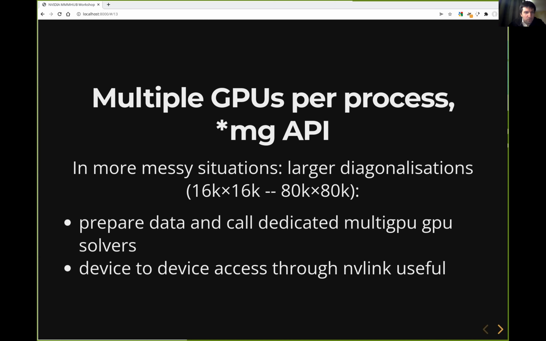Another way of using multiple devices, implemented in some of the code, is also with the MG APIs. These can handle generalizations of large matrices on a single node very efficiently indeed. A recent example from a few days ago, if I remember, was a 70,000 by 70,000 matrix generalized in about 5 minutes on one node. Very simple to use: prepare data, code the solver, and we're done with it.